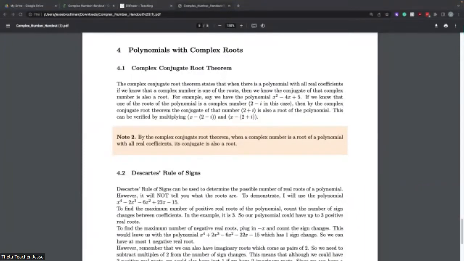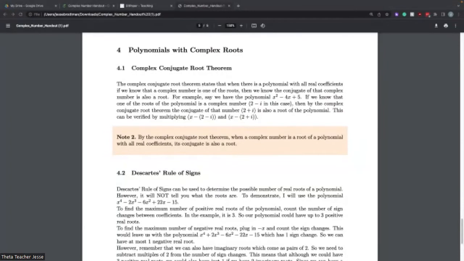Yeah. So let's talk about the complex conjugate root theorem. The complex conjugate root theorem states that whenever there's a polynomial with all real coefficients, if we know that one complex number is one of the roots, then the conjugate of that complex number is also a root. So for example, let's say I've got some polynomial with all real coefficients, and somebody's told me that one of the roots is 1 plus 2i. Or sorry, they say 2 minus i in the particular case here.